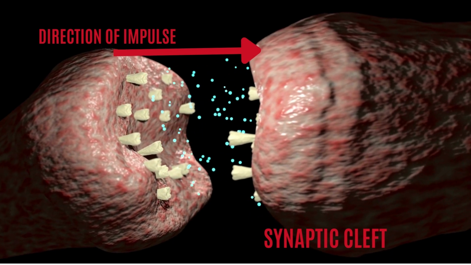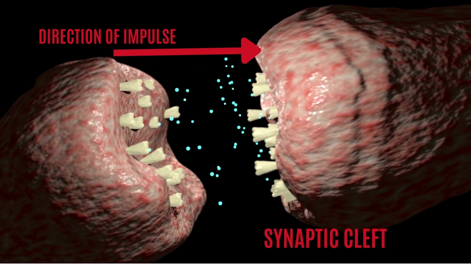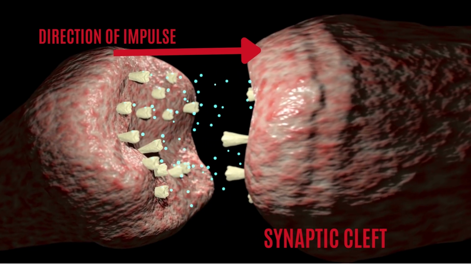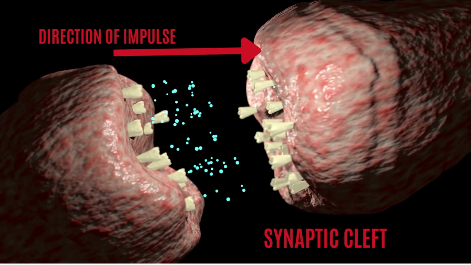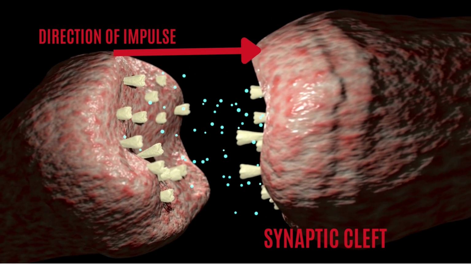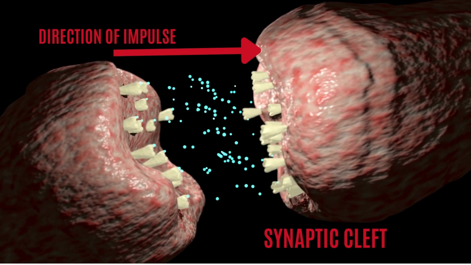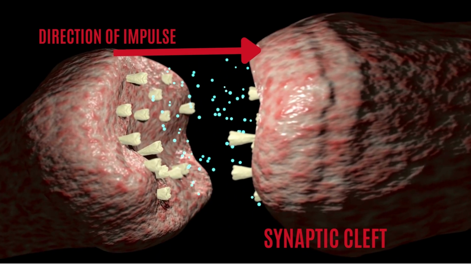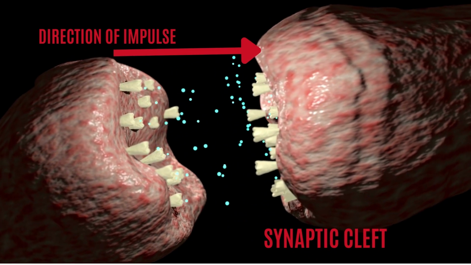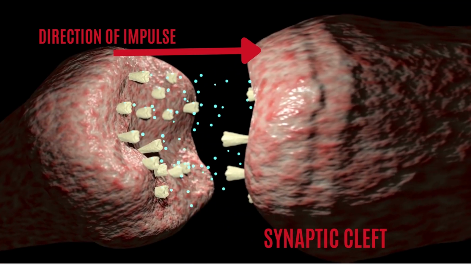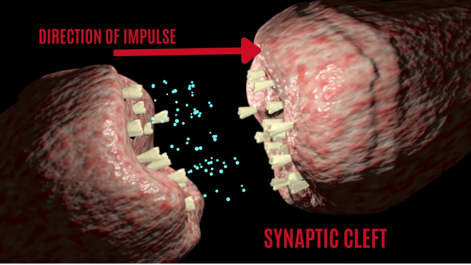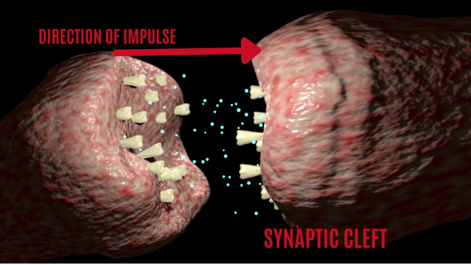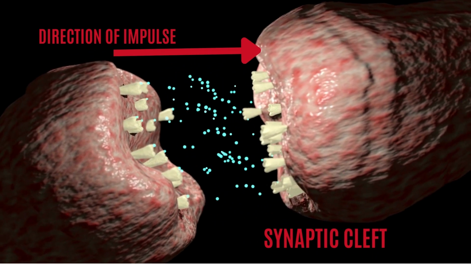Now we will look at the transmission of impulse across the synapse. Voltage-gated calcium channels in the cell membrane are opened when a nerve impulse reaches the axon terminal. Calcium ions rush into the cell from the outside because they are much more concentrated outside than inside of the neuron. Synaptic vesicles containing neurotransmitters will move forward, fuse with the membrane, and neurotransmitters are released into the synaptic cleft.